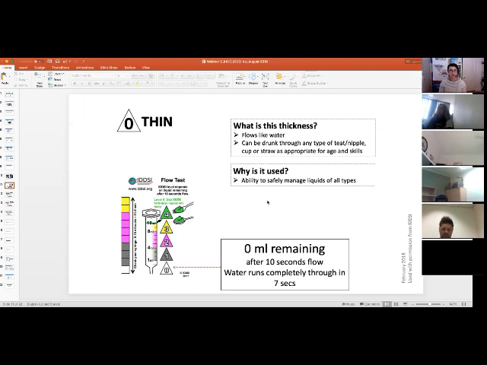The thin liquids flow the most quickly. So there should be nothing remaining after 10 seconds of flow. Water should run completely through the syringe within 7 seconds.